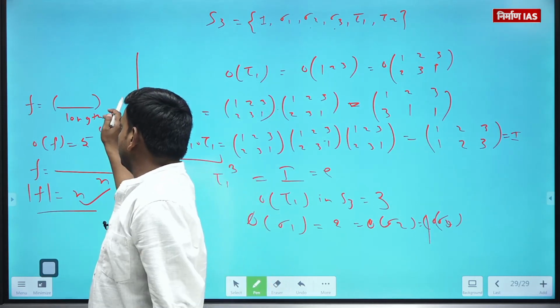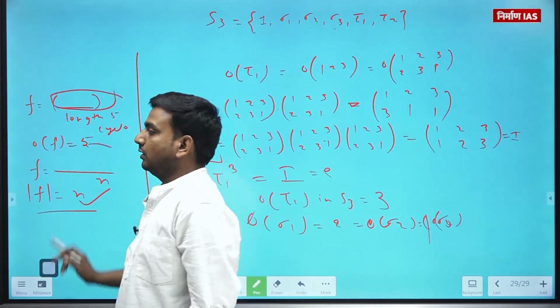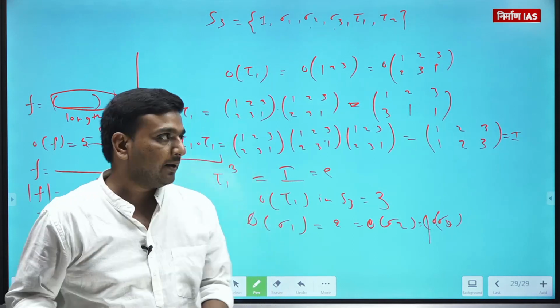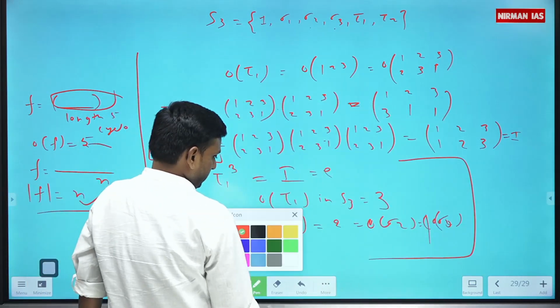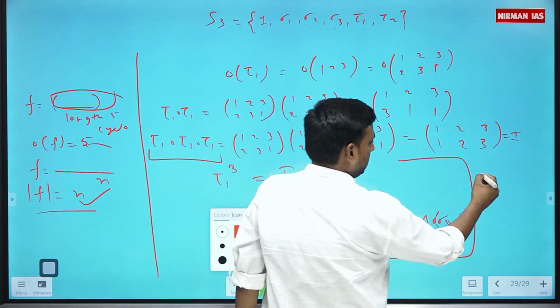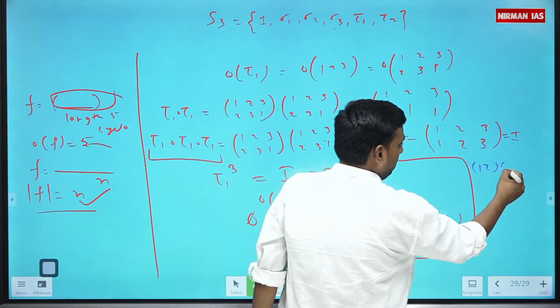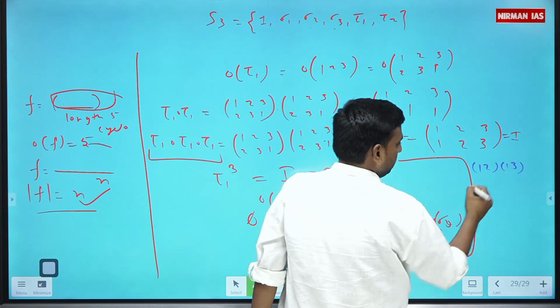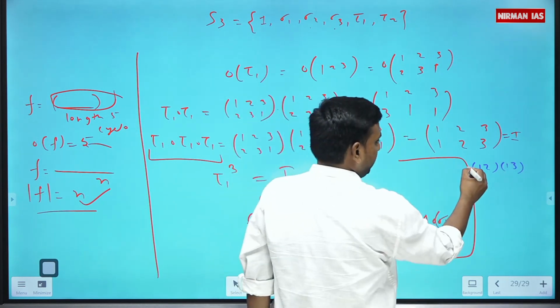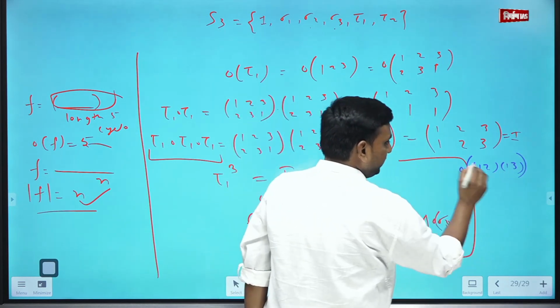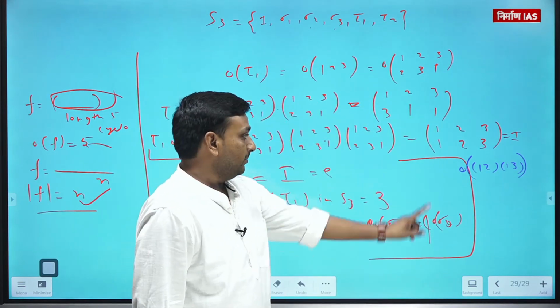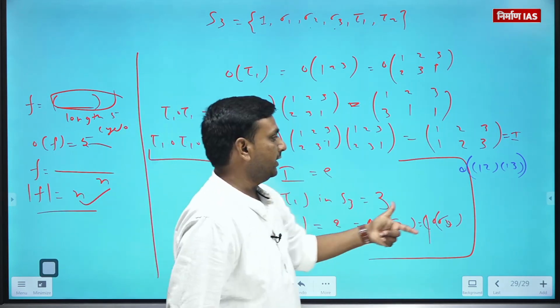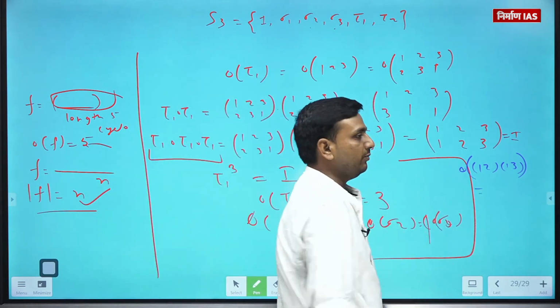But this is for single cycles. You may have some elements like sigma 1 times another cycle, and suppose you want to calculate the order of this. Then this will not work. Here we will have a separate formula.